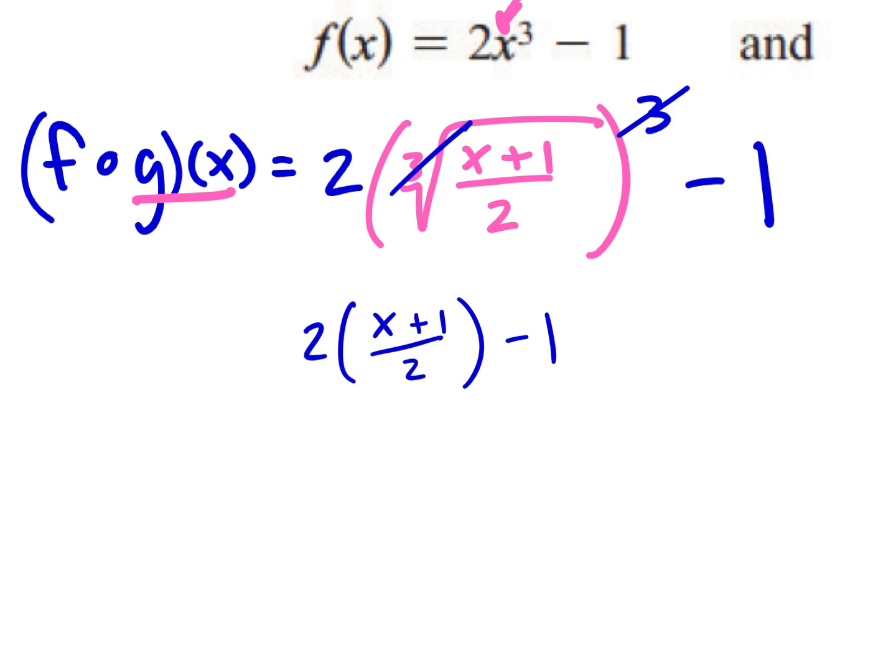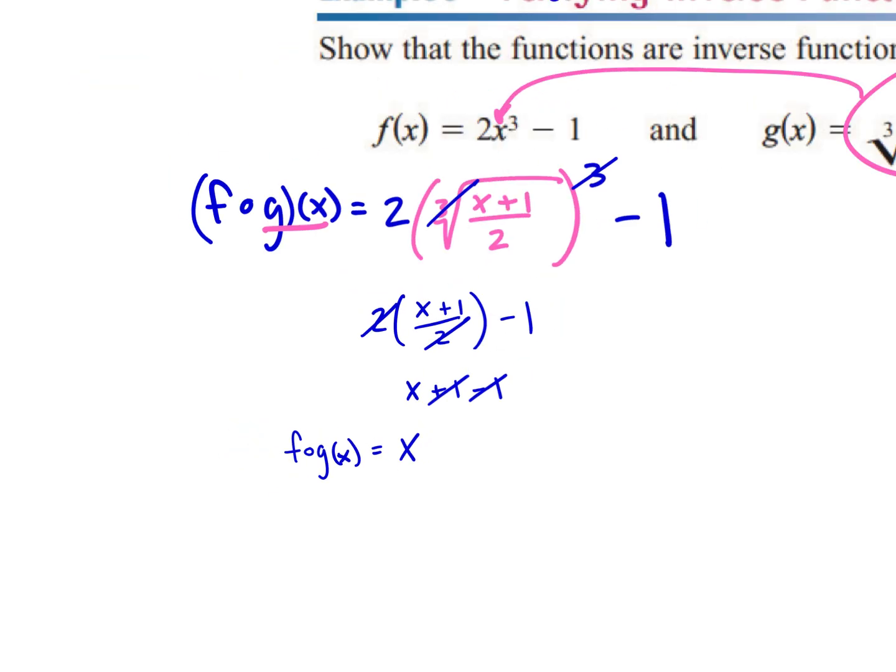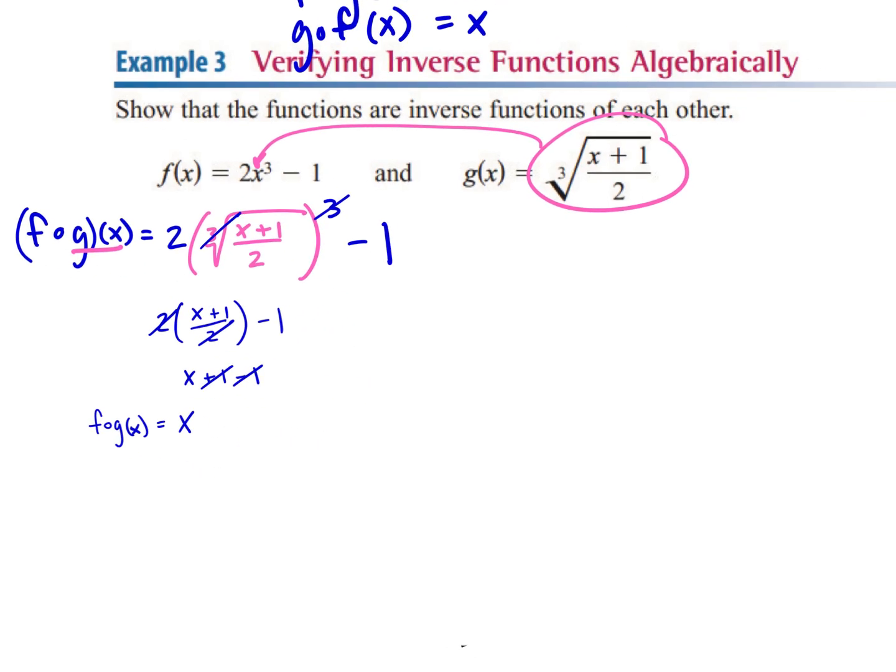What simplifies next? The 2's. So multiplying by 2 and dividing by 2 will cancel each other out. So we have x plus 1 minus 1. And then the 1's cancel. 1 minus 1 would just be 0, so we're left with just x. So f of g of x equals x. So we're off to a good start.